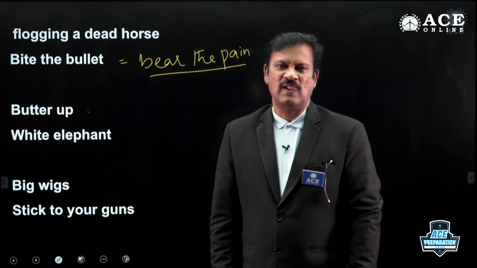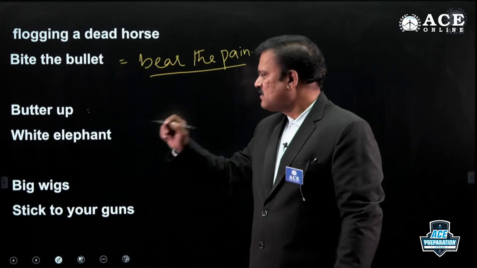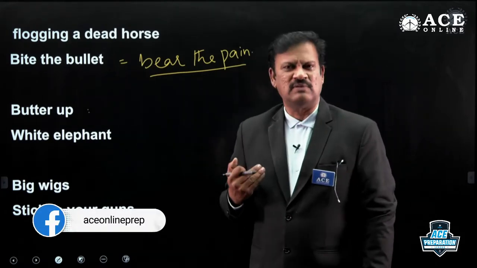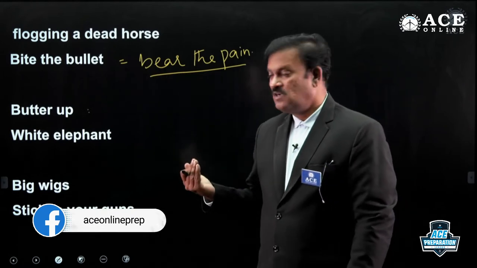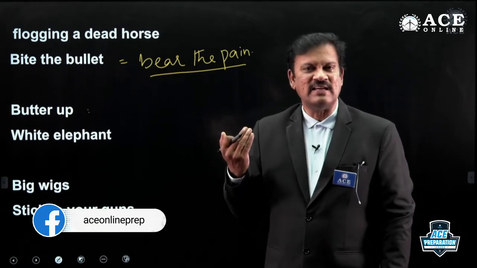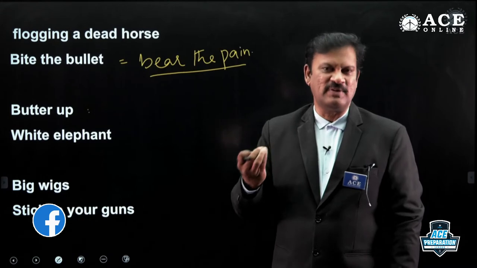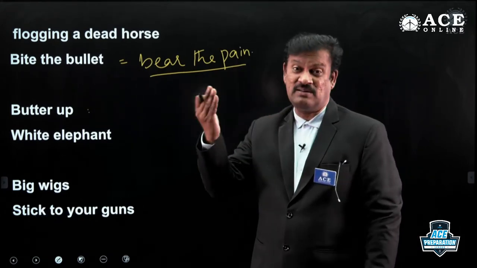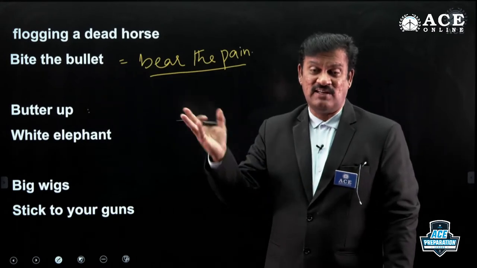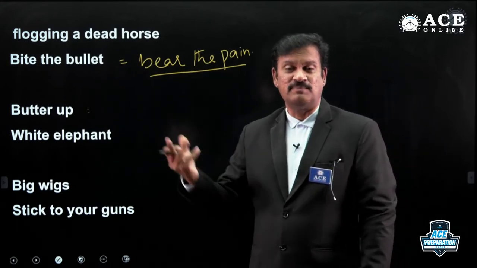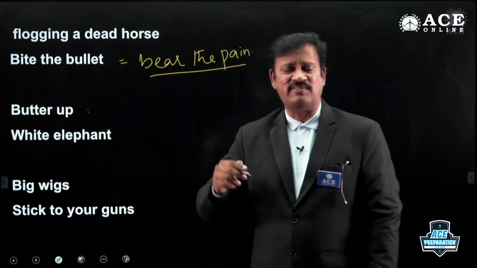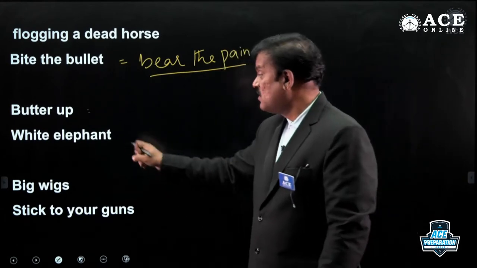White elephant. White elephant is used when I am referring to some property, maybe a bike or a building, which is very expensive to maintain. Then I say, this bike has become a white elephant. It is consuming a lot of petrol. Why am I using white elephant? Why not black elephant or yellow elephant or red elephant?